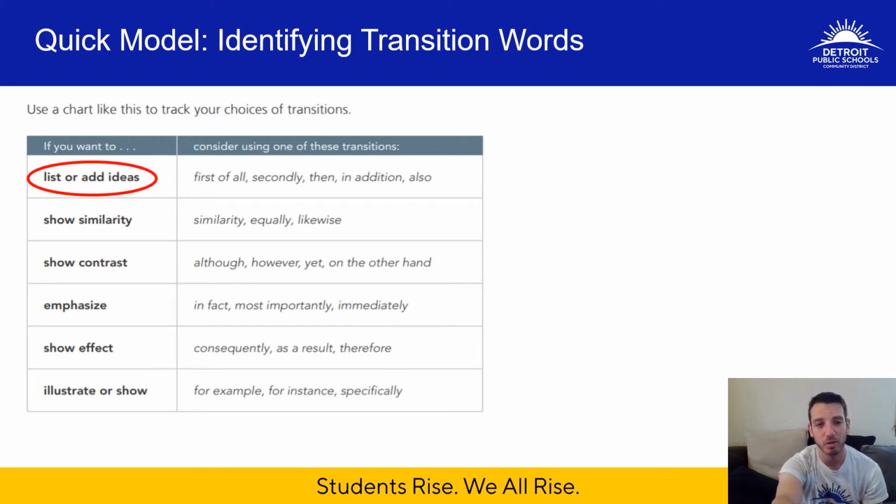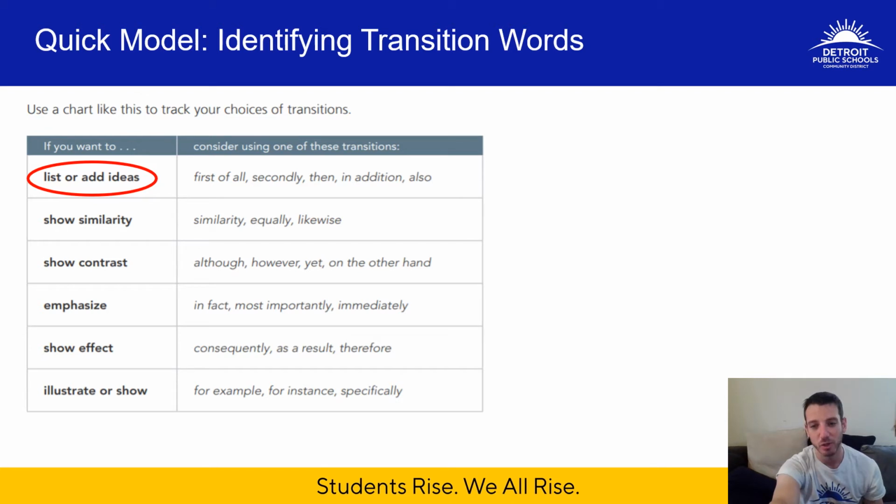So the first category of transition words and phrases is list or add ideas, words that list or add ideas. So these are basically transition words or phrases that add on to an idea that you just said or list something to reinforce what you just said. So some examples here are first of all, secondly, then, in addition, and also.